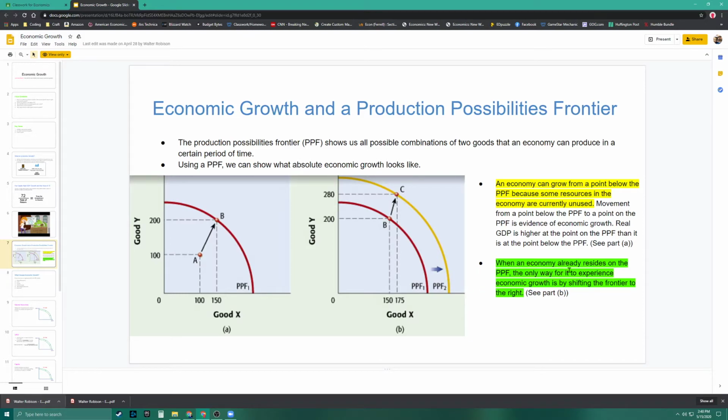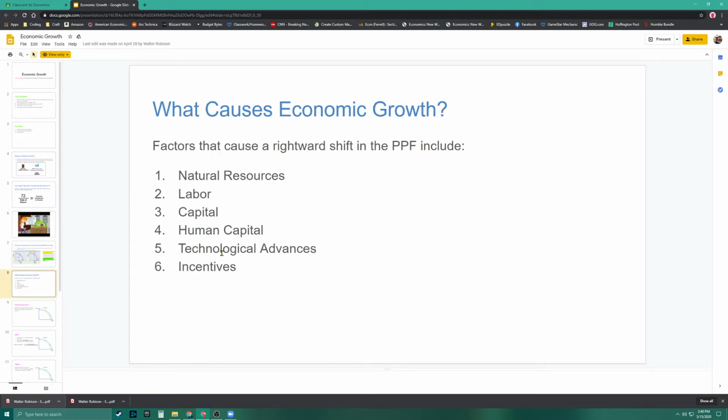So when an economy already resides at the PPF, the only way for it to experience economic growth is by shifting the frontier to the right. And again, we talked about different ways that this could be done. These are the factors that can shift you to the right. So you've got natural resources, or you find more of them, more labor, more capital, more human capital, more technological advances, or some sort of incentive.